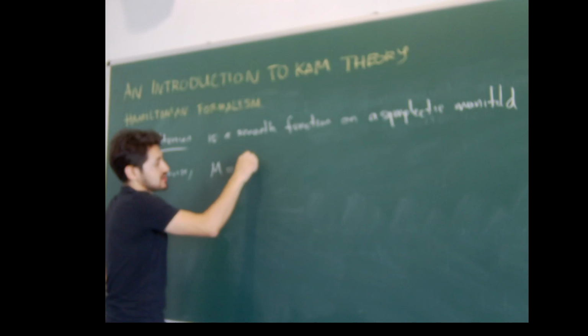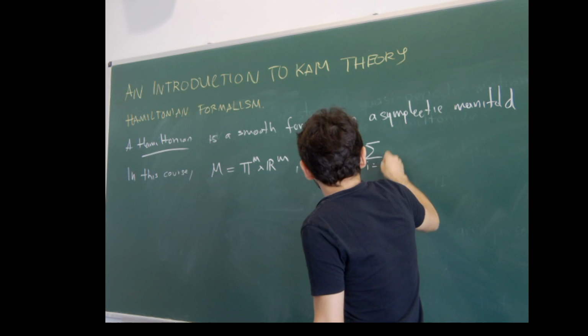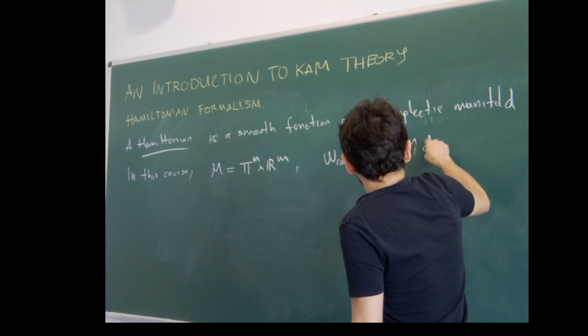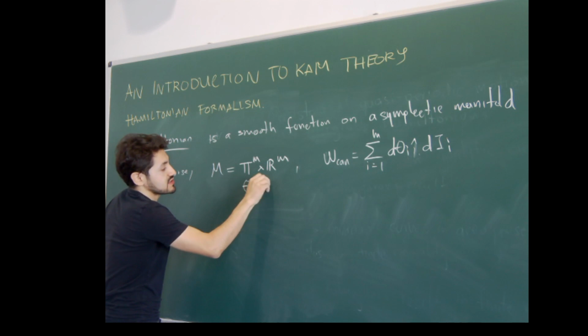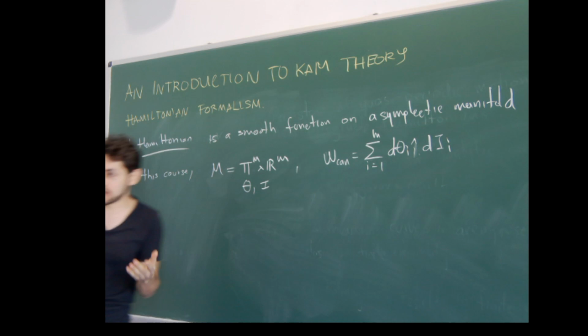And my symplectic form will be the canonical symplectic form that I can put here, which is given by this d theta wedge d I. Here I'm denoting the coordinates as theta and I. So it turns out that in many settings one can actually reduce to this case. So this is not such a big restriction as it might seem at first, but I'm not going to enter into details of that.